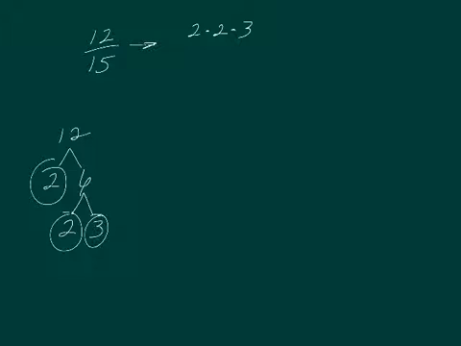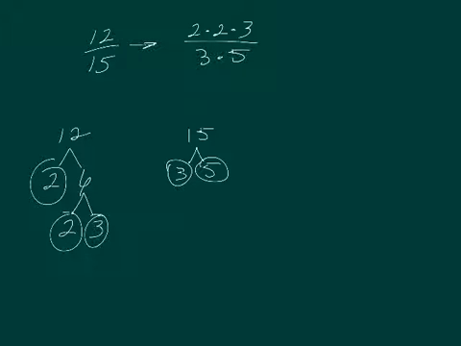Now let's do the same thing with the 15. 15 is not even, but I do know that 3 goes into 15 5 times. Are both of those prime? Yes, they are, so we're done. Okay, so I've got the product of primes on top, and I have the product of primes on bottom.